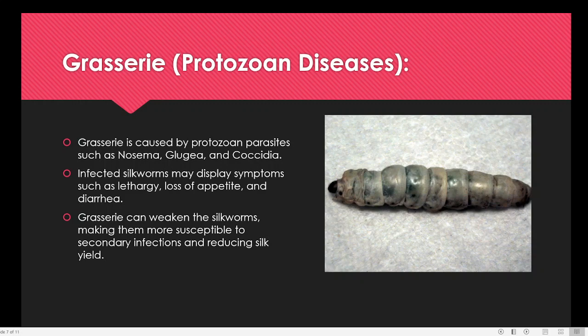That is what happens with the grassery, it will be weakening their immune system, and many other secondary infection can also affect the silkworm during that time. So that is another problem. So that itself is causing some problem because of the presence of this protozoan, and at the same time it is also leading to the occurrence of many other bacterial infection, and finally resulting in great reduction in the amount of silk produced. So these are some of the features of another disease known as grassery disease.